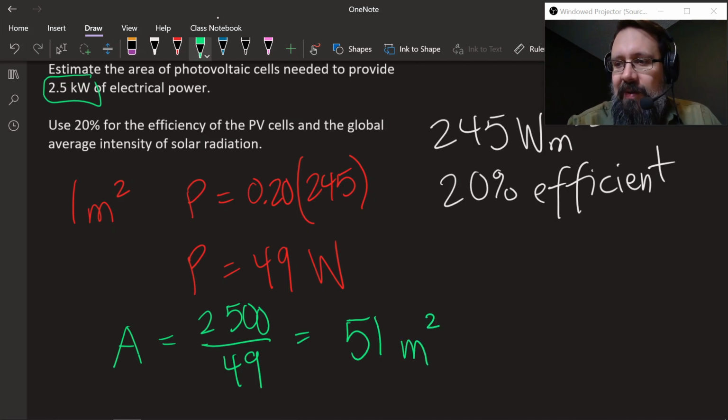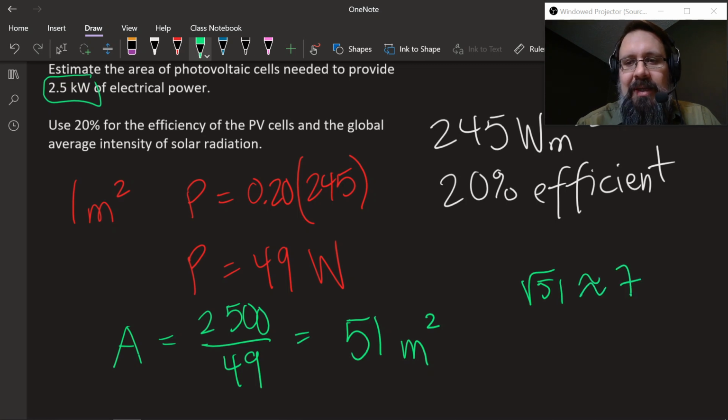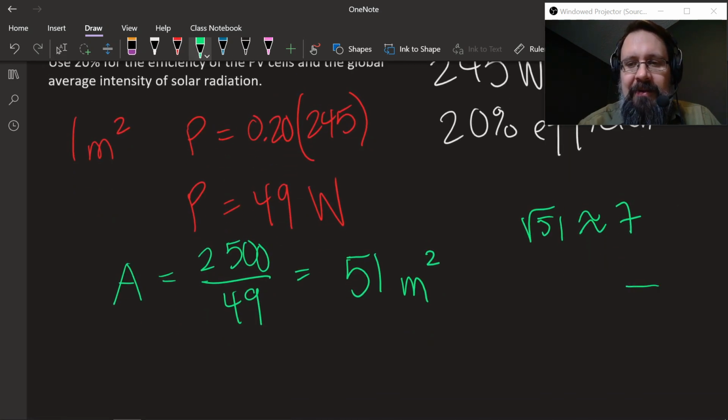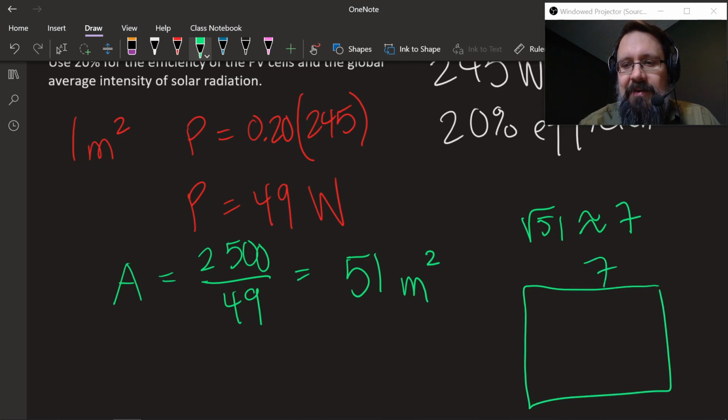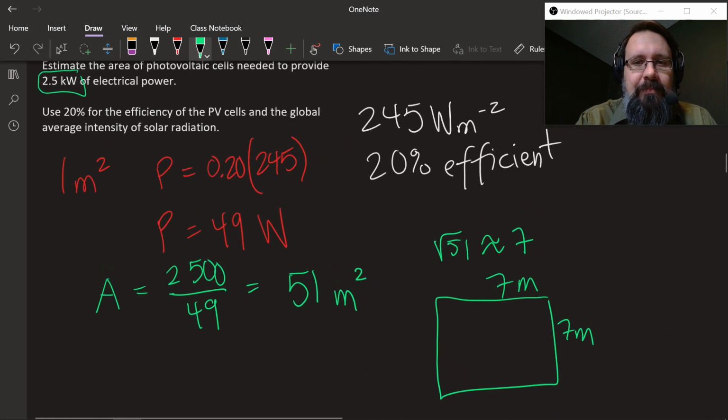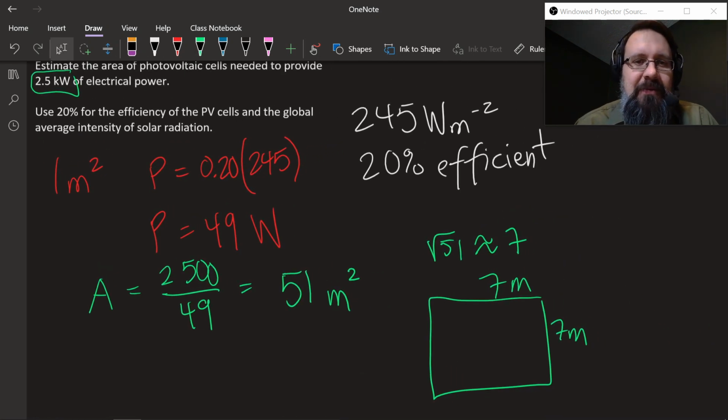So if I take the square root of that, the square root of 51 is about 7. So you would need an array of solar panels that are roughly 7 meters by 7 meters in order to power a house. And that seems doable. You could put that up on the roof, and then you probably meet all of your energy needs in ideal conditions, during the summer and during the daytime. So that's just an example calculation for solar power.